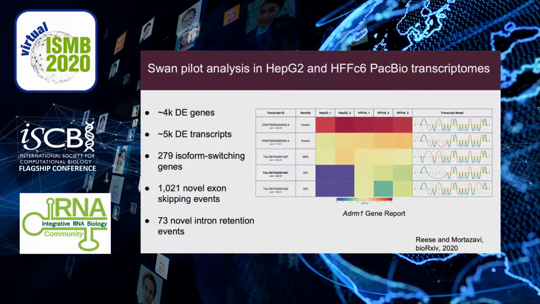To summarize the rest of what Swan found in this data, it found around 4,000 differentially expressed genes and 5,000 differentially expressed transcripts. It also found 279 isoform switching genes, 1,021 novel exon skipping events, and 73 novel intron retention events.